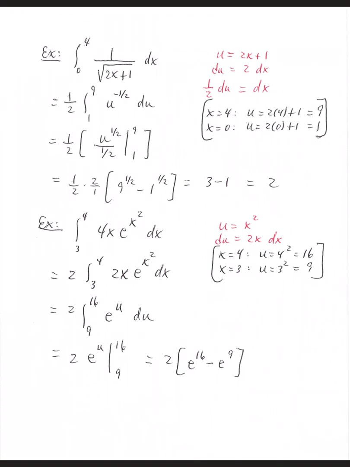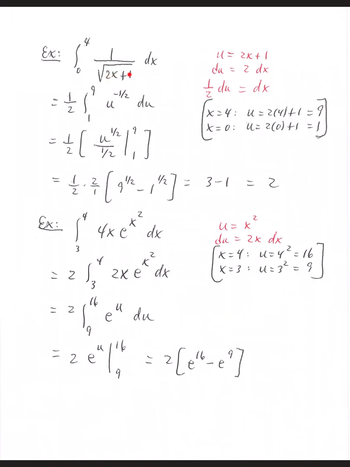Remember, with a definite integral, we started with 0 and 4. That's attached to x. Since we're subbing out with a u, we have to translate those. 2 times 4 plus 1 gives us 9 as the new upper limit. 2 times 0 plus 1 is 1. That's our new lower limit.